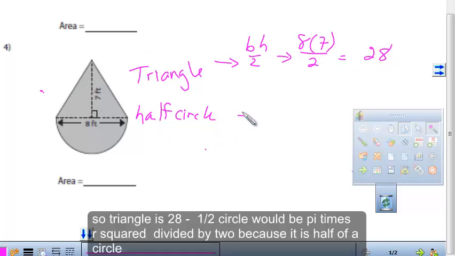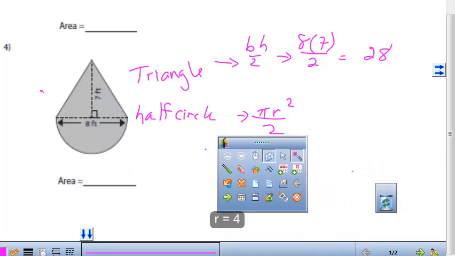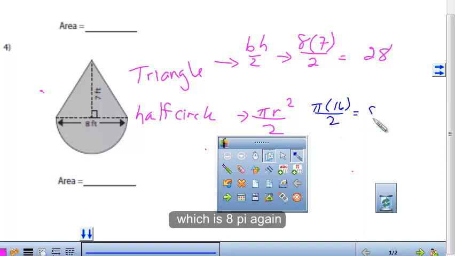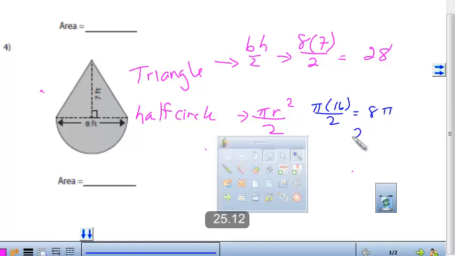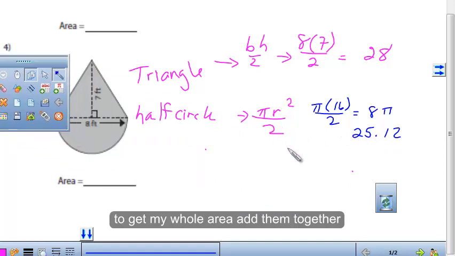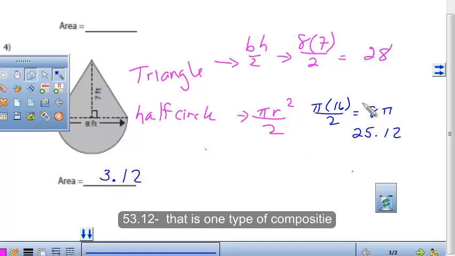Our half circle would be pi times r squared divided by 2, because it's half of a circle. Our r is 4, so we get pi times 16 over 2, which is 8 pi again, which is like 25.12. So to get my total area, I add them together, so I get 53.12, if I did my math correctly, squared feet. So that's one type of composite.